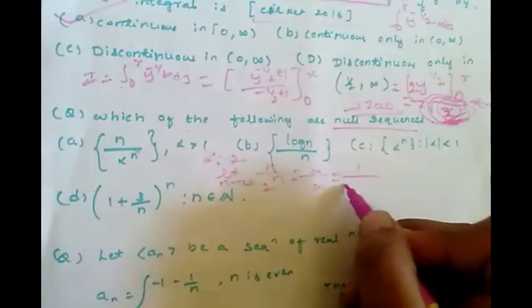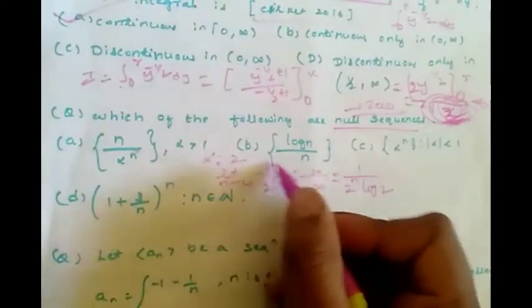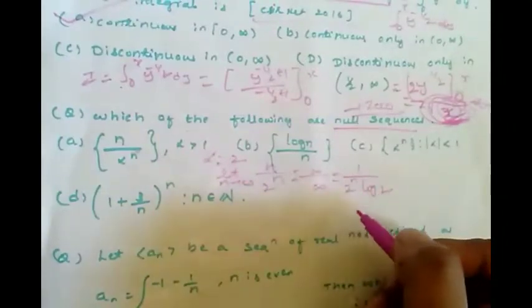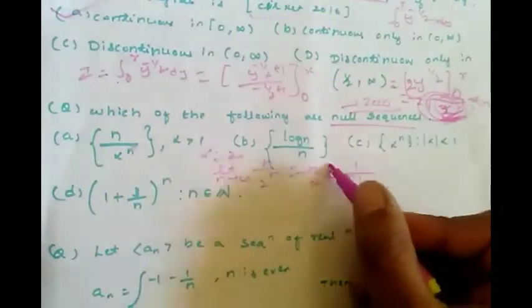We get 1 by 2 power of n into log 2. Okay, differentiation of 2 power of n is 2 power of n into log 2. We apply the limit n tends to infinity. We get 0. Okay, therefore option A is correct.